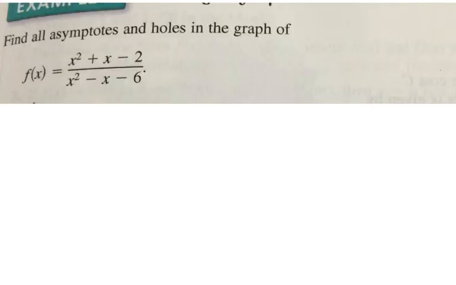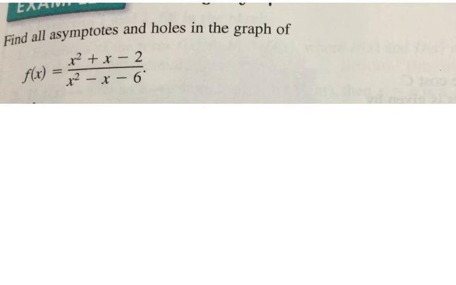Okay, look here. Next problem. Find all asymptotes and holes in the graph of f of x equals x squared plus x minus 2 over x squared minus x minus 6. So as you're copying it down, is this in general form or factored form? General form. So I need to factor it to get it in factored form.